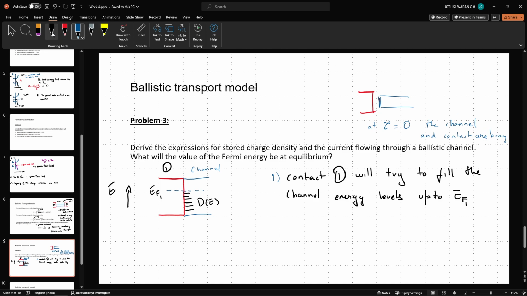The channel and contact come together. So they are essentially touching each other at tau equal to 0. Okay, so again this is contact 1 and this is my channel.